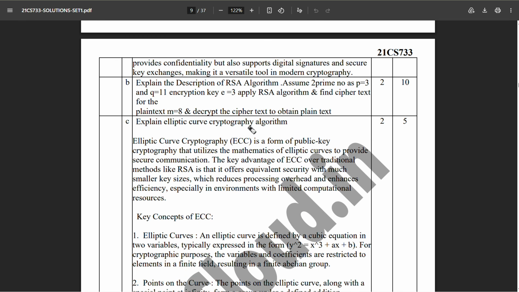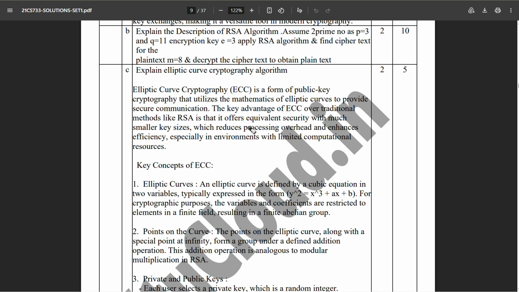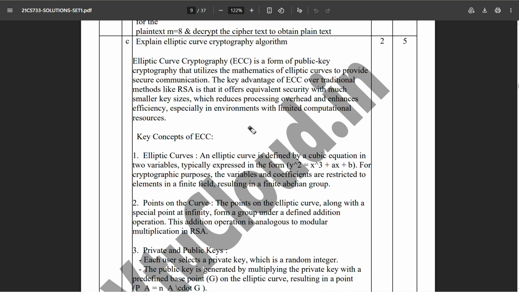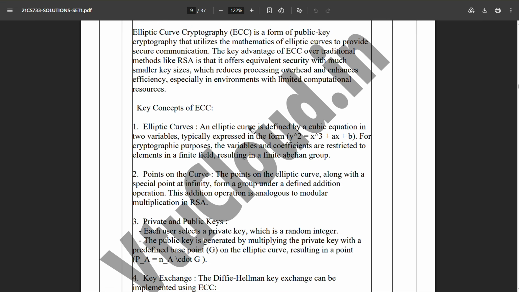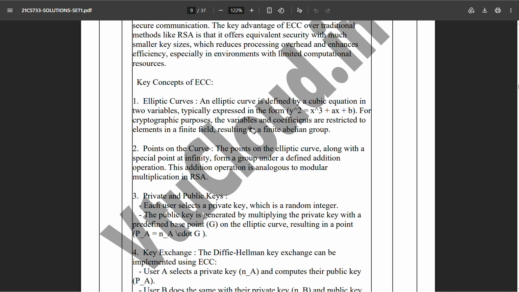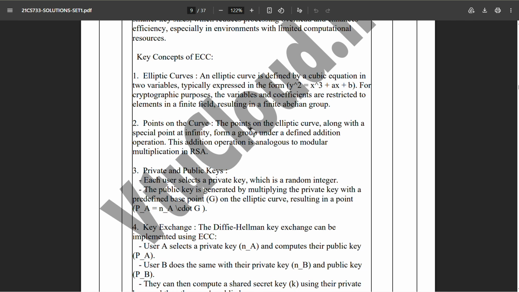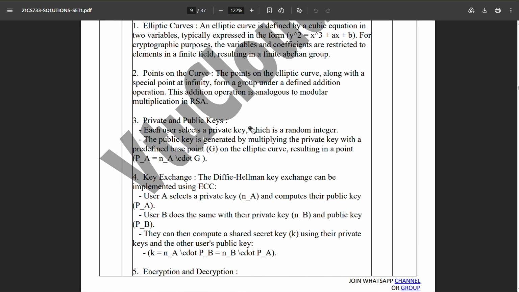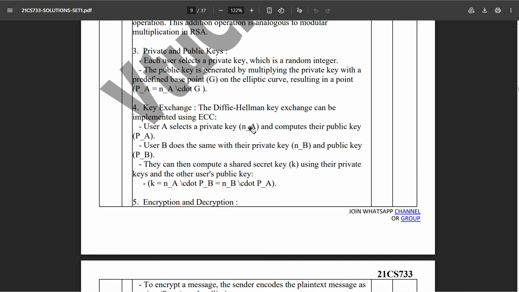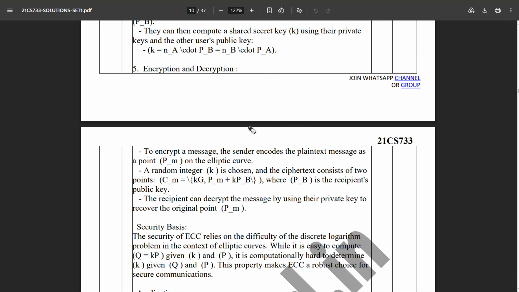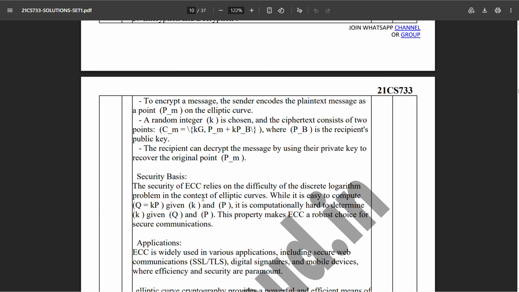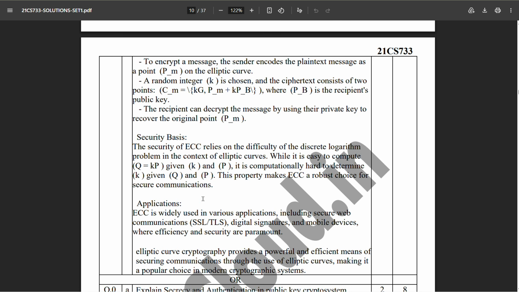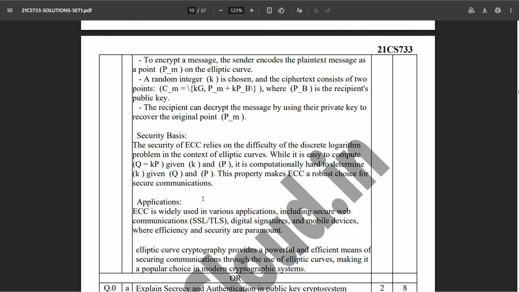And the next question is explain elliptic curve cryptographic algorithm. In this, you have to explain the definition of elliptic curve cryptography. The key concepts included in this are elliptic curves, points on the curve, private and public keys, key exchange, encryption and decryption steps. And there are also some security aspects and applications of elliptic curve cryptography.